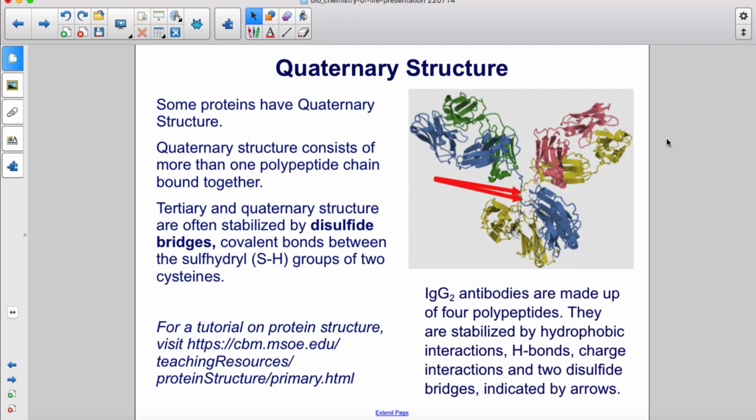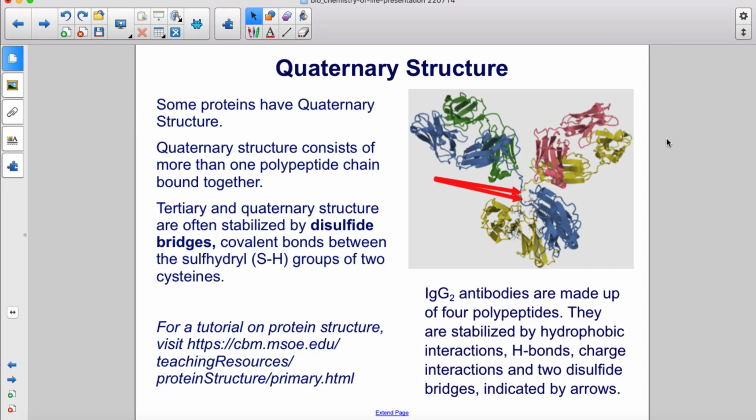Some proteins have quaternary structure. Quaternary structure consists of more than one polypeptide chain bound together. Tertiary and quaternary structure are often stabilized by disulfide bridges, covalent bonds between the sulfhydryl groups of two cysteines.